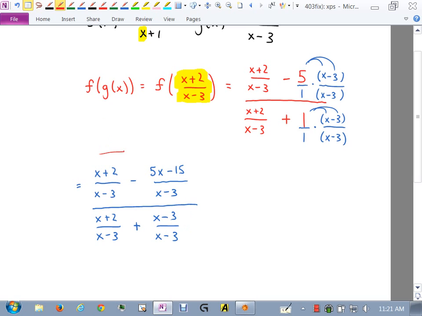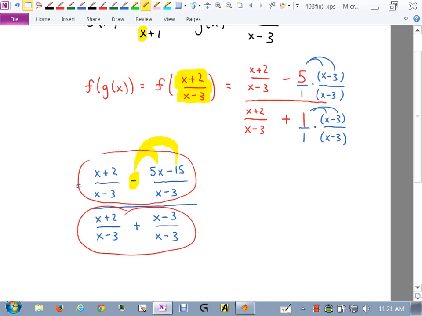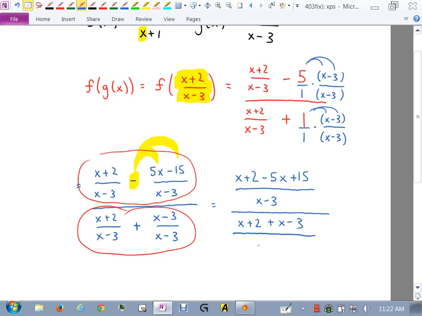Okay, so now I will combine these two together. I will combine these two together. I have to pay attention to the sign in the middle. That negative must distribute to both of those. Okay. So we'll have x plus 2 minus 5x plus 15 over the common denominator, over, now x plus 2 plus x minus 3. So I don't have to worry about distributing a negative on the bottom one, right? And then all of that over my common denominator.